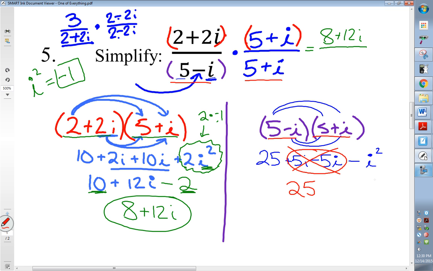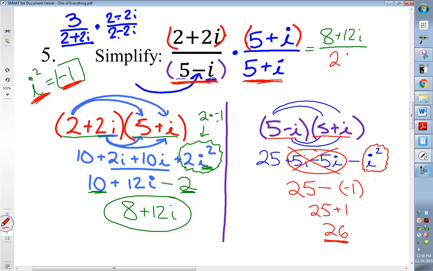So I get 25 minus, hey, look what we got here. We've got an i squared. Remember, when we see i squared, we're plugging negative 1 in its spot. So it's minus negative 1. Well, if it's minus a negative, that's really plus 1, which gets me 26. So that's what I got on bottom. When I took this times this, I got 26. So 26 is going to go on bottom.